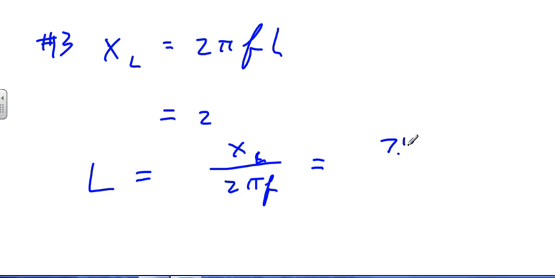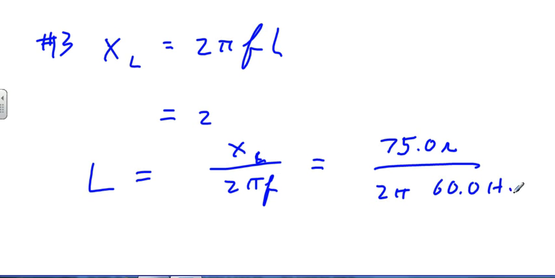75.0 ohms divided by 2 pi 60 hertz. I have 3 significant digits. When I get done, my answer is going to be in Henry. But you could leave the answer in ohms per hertz if you didn't know the answer was in Henry. Anyway, back to 75 divided by 2 divided by pi divided by 60.